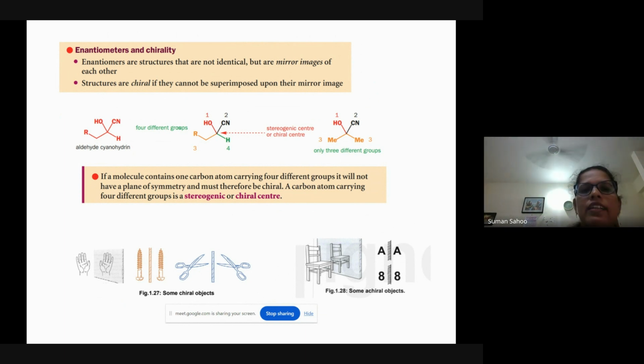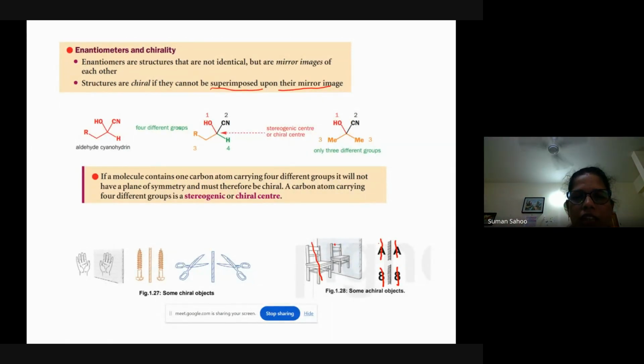And structures are chiral if they cannot be superimposed on their mirror images, like your left hand and right hand. Your left hand glove never fits your right hand, or the right hand glove never fits your left hand. But if you see these two chairs, there is a plane of symmetry, so they are superimposable on their mirror image. Even the letter A is symmetrical, and the letter 8 also has a plane of symmetry. So if a molecule contains one carbon atom carrying four different groups, it will not have a plane of symmetry and must therefore be chiral.